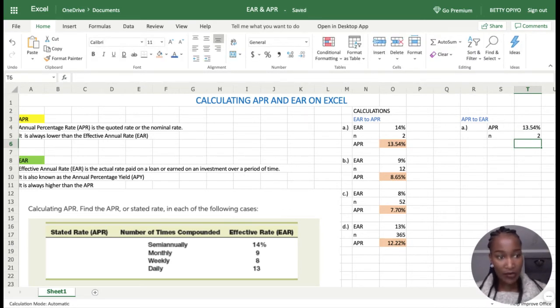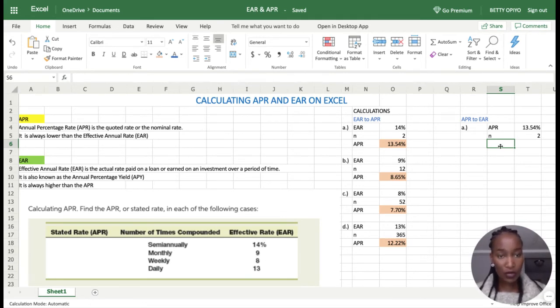And now you want to find the EAR, which is the other way around. So you don't want to find the APR, but you want to find the EAR. And I'm showing you that the answers we should get will be equal to what was originally given on the table. But I'm showing you how to find that.